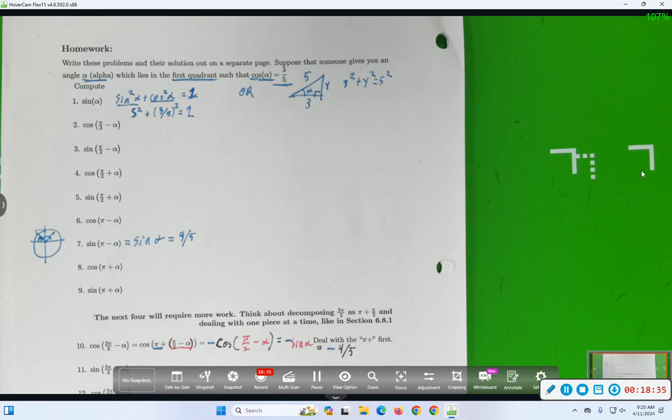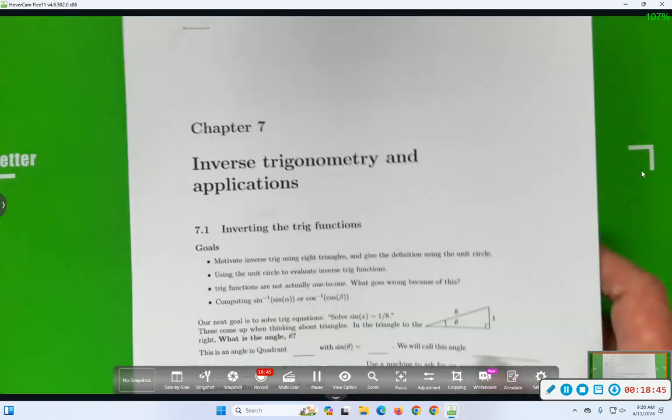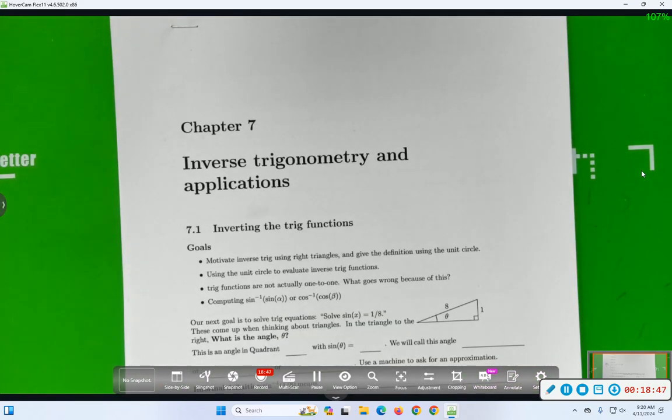Cool. So I'm going to shift gears rather drastically. We are going to start up a new unit. Let's talk about inverse trigonometry. Anyone else still need a copy of the notes? So let's think about what I should mean by inverse trigonometry.